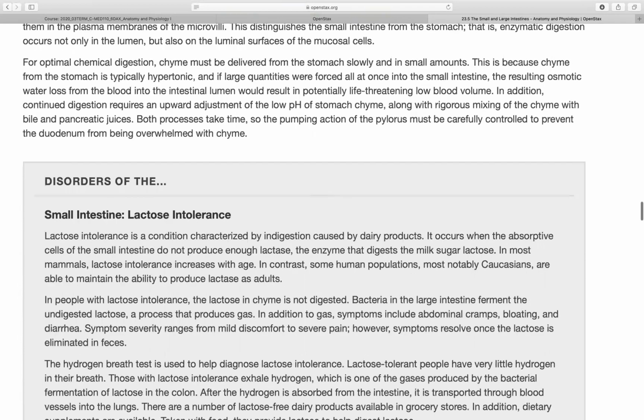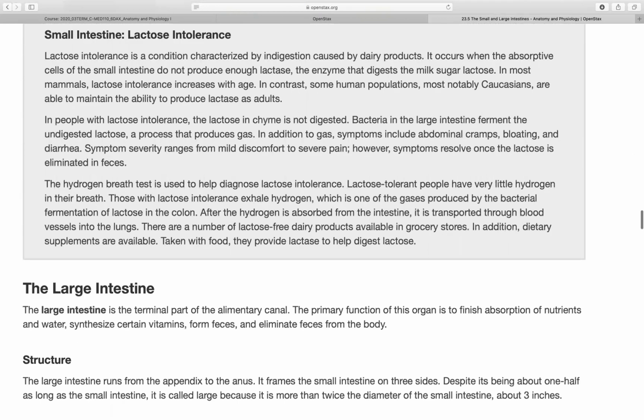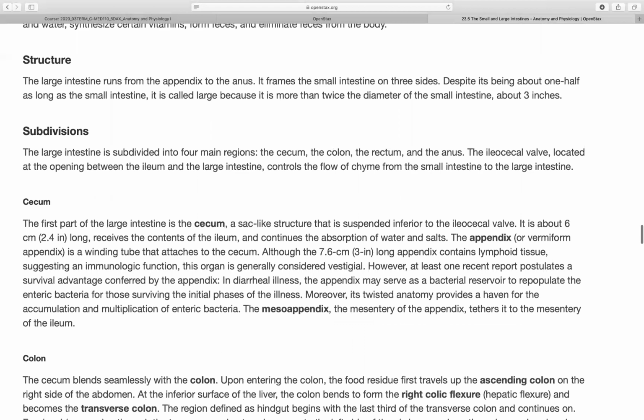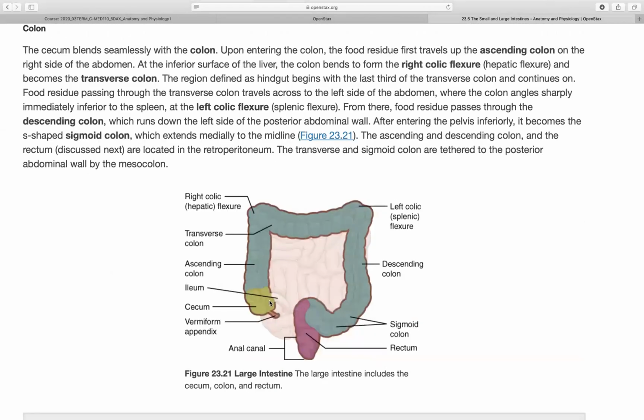There's some digestion, but remember, just as a general rule, I want you to think of small intestine, it's absorption of nutrients. Large intestine, it's absorption of water and creation of feces. So let's look at the large intestine. Of course, here you have your appendix.